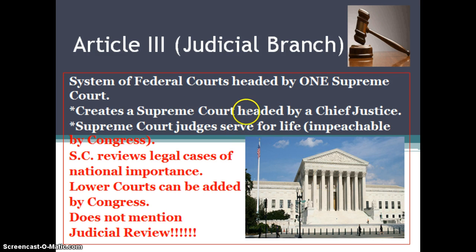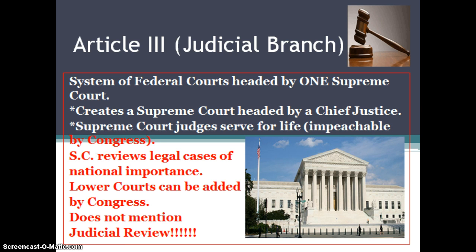There is a Supreme Court which is headed by a chief judge or a chief justice. The Supreme Court judges, which today there are 9 of them, will serve for life. So again, once the president appoints them and the Senate confirms them, they do serve for life unless they are impeached by Congress for a major offense. The Supreme Court is in charge of reviewing all legal cases of national importance.